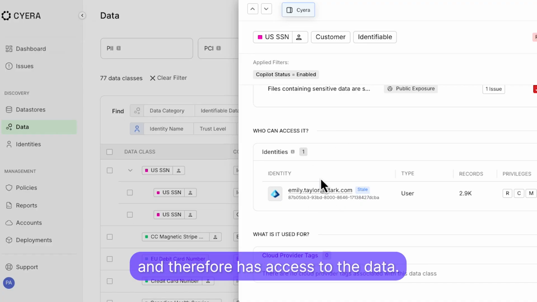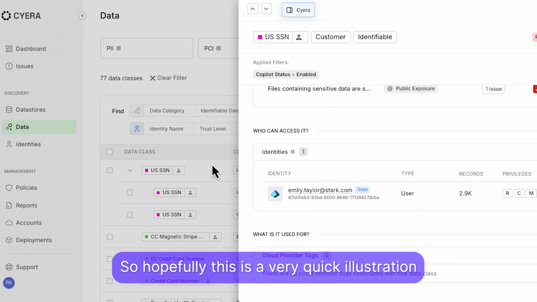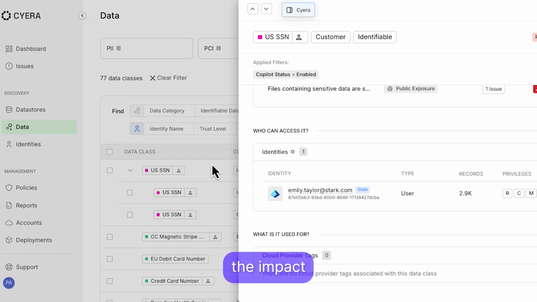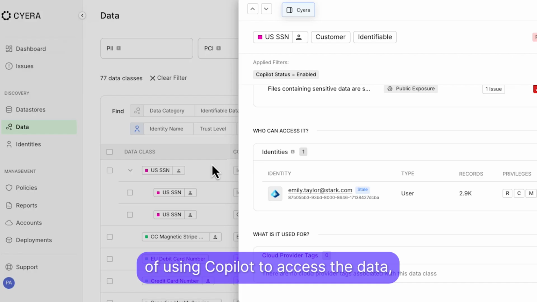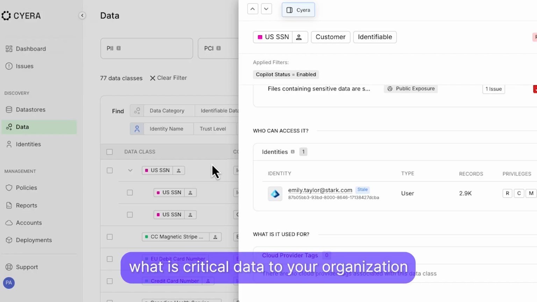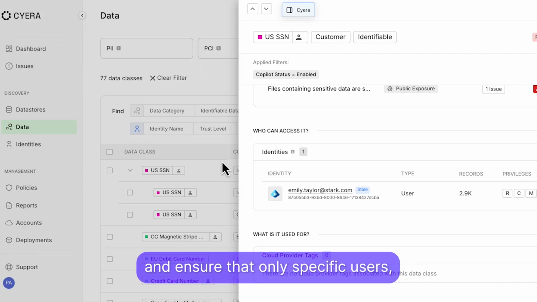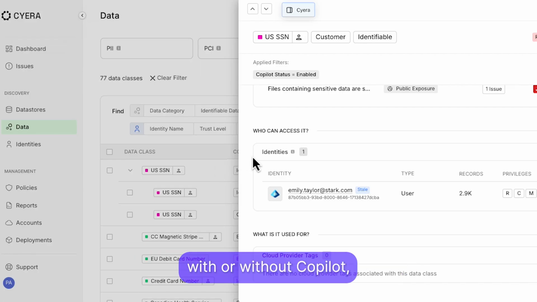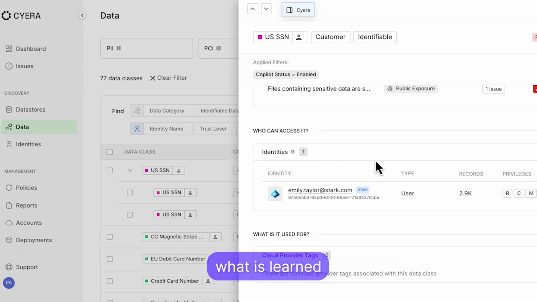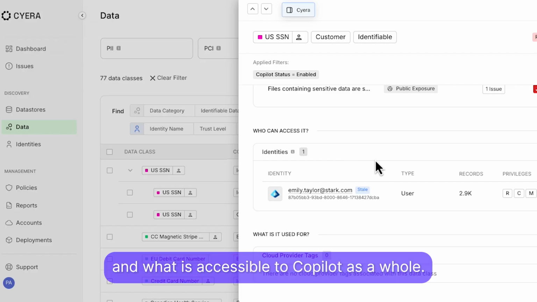So hopefully this is a very quick illustration of how you can use Cyera to not only understand the impact of using Copilot to access the data, but also look at it the other way around: identify what is critical data to your organization and ensure that only specific users, with or without Copilot, can access that data, and control what is learned and what is accessible to Copilot as a whole.